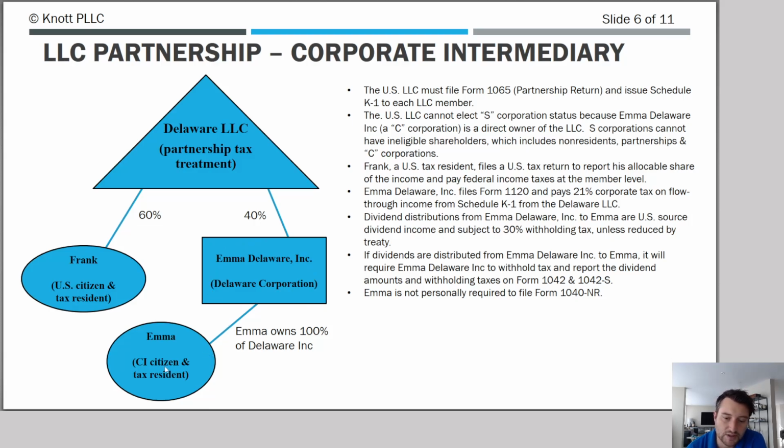Emma, instead of owning the LLC units in the LLC directly, she's going to open another Delaware corporation, and that's going to own her 40% share in the partnership. So Emma owns 100% of the Delaware Corp, and then that Delaware Corp in turn owns 40% of the Delaware LLC partnership. So how does this change things? Well, the LLC now, again, it's back to a partnership. So it files a 1065.